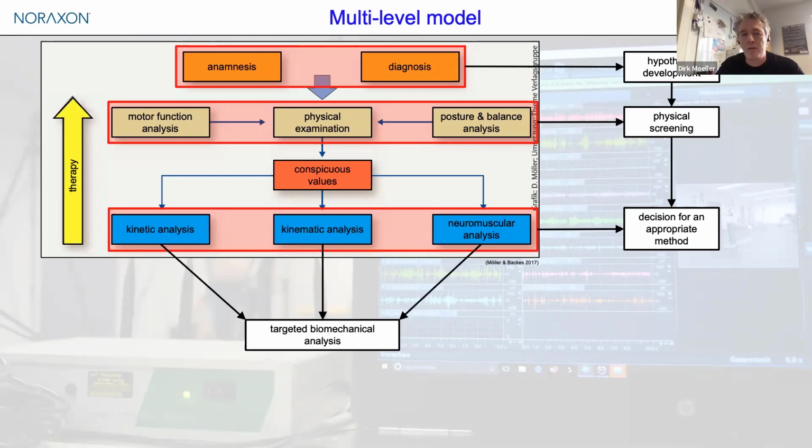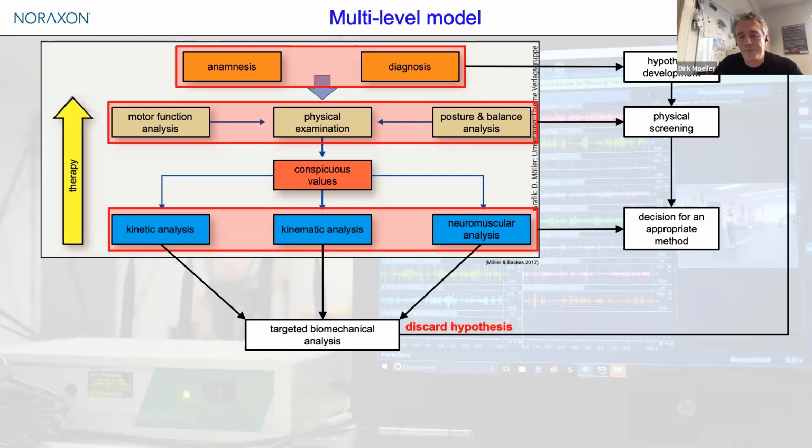I don't need everything. Maybe I saw that you got some problems in knee joint stability. Maybe it's not useful to use a kinematic or a kinetic analysis. Maybe based on a hypothesis, the neuromuscular analysis is more efficient, because the hypothesis is that you got a motor control problem. So then I can run my targeted biomechanical analysis, and if the results don't fit to each other, I have to discard my hypothesis. Okay, the idea was wrong.